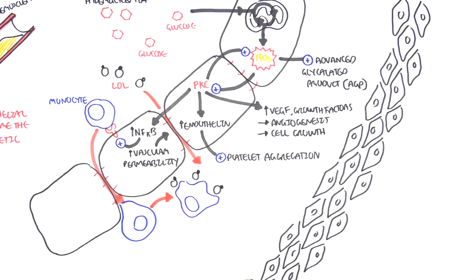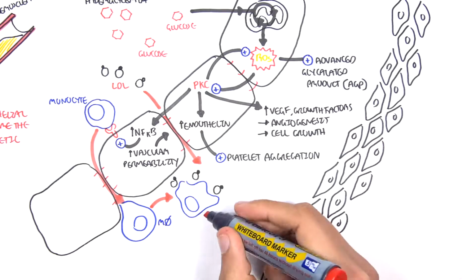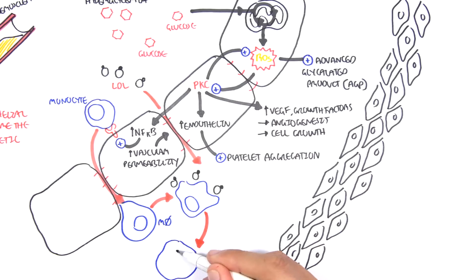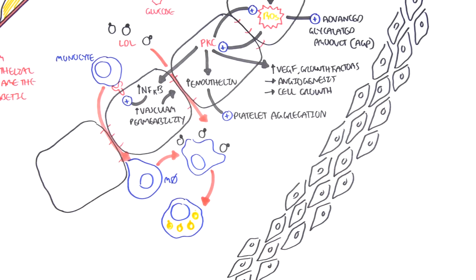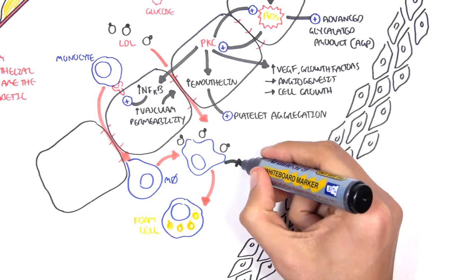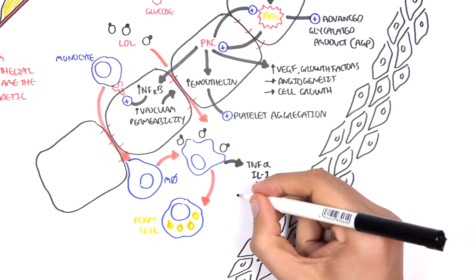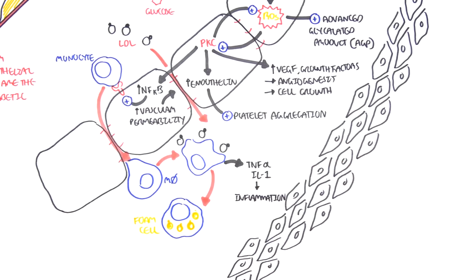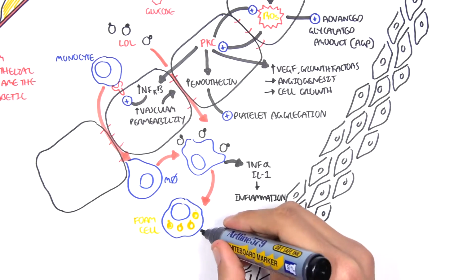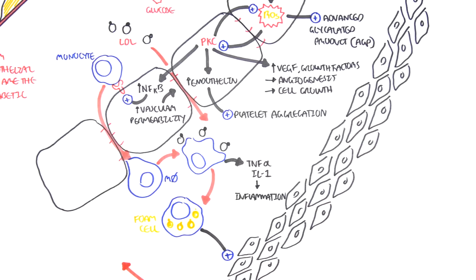The monocytes have become macrophages. Monocytes become macrophages as they enter the tissue. What happens next is what we see in atherosclerosis. The macrophages engulf the LDL, becoming what is known as a foam cell. During this process, the macrophage and foam cell release inflammatory cytokines such as TNF-alpha, interleukin-1, which causes further inflammation. The foam cells also secrete some growth factors causing smooth muscle proliferation and migration into the tunica intima.